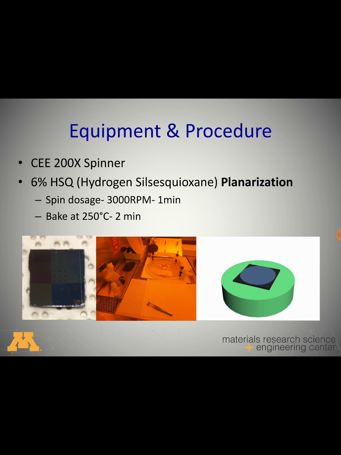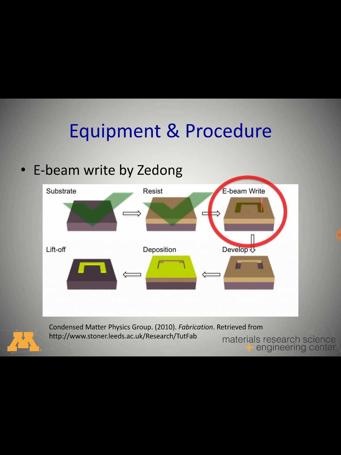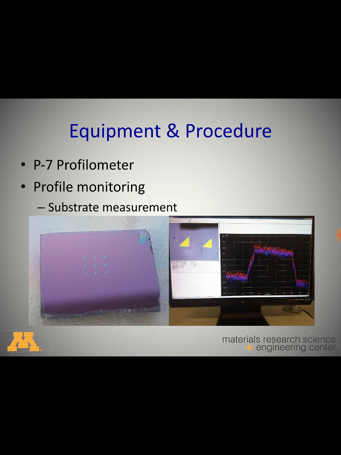And here we can see a nice GIF image on the right that I've created for you that shows what the HSQ planarization procedure does. We apply the resist, then when it spins out, this resist material flattens out, pancakes out, which is nice to see. After that, it's baked and set in place. Then we take it over to the e-beam writer, the Vistec e-beam writer at the Nano Center, and that's done by Zedong there. And he writes some etching material onto this substrate.